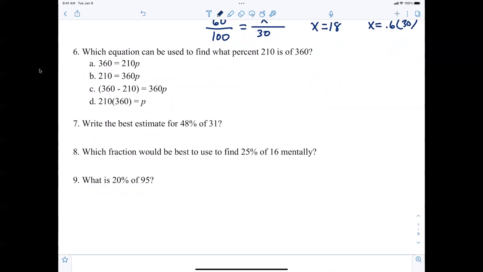Now, this one is just written a little awkwardly, so be careful, okay? I thought it was in proportion. You can do it as a proportion. So I did X over 100 equals 210 over 360. Now, the question is, if you cross multiply, you get 360x equals. So which one does that look like?